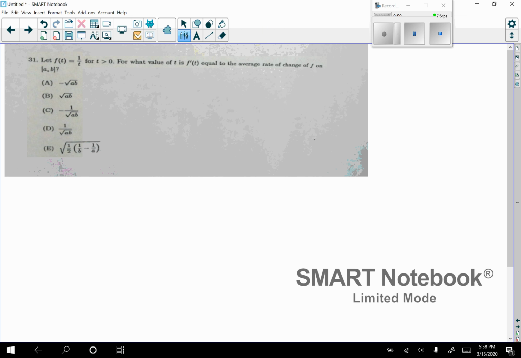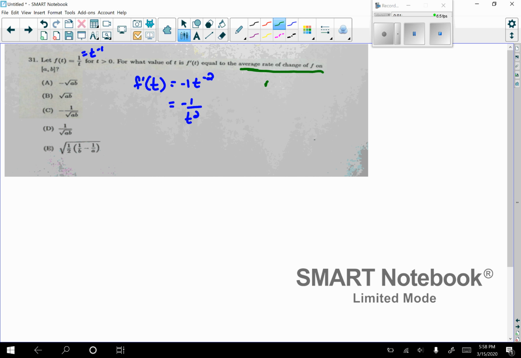So here we want f prime of t, to first find that. We could look at this as t to the negative first, so we're going to get negative 1 times t to the negative second, or negative 1 over t squared. Because it has the word average, the average rate of change is our slope of the secant line, so this becomes f of b minus f of a over b minus a.